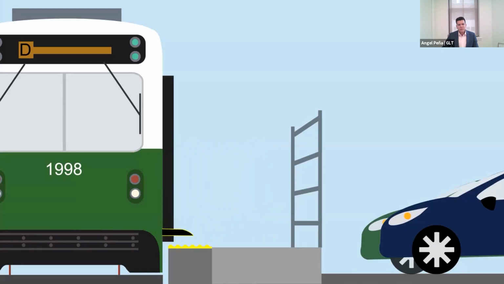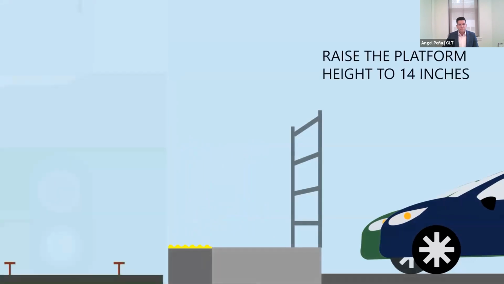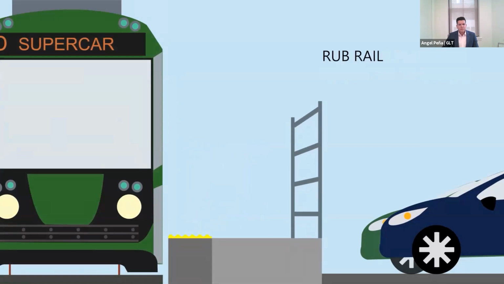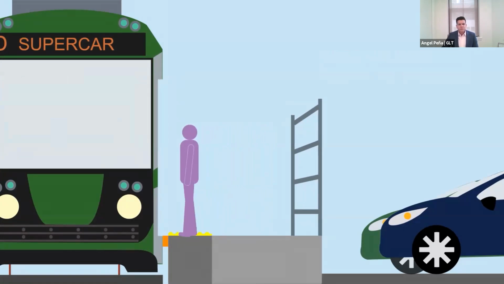Of course, we are considering the future and what that might look like. Level boarding is our goal. This will mean raising the platform height to 14 inches above the top of the tracks. We're also considering some of the finer details, such as this rub rail, shown in orange, to minimize the gap between the train and the platform.